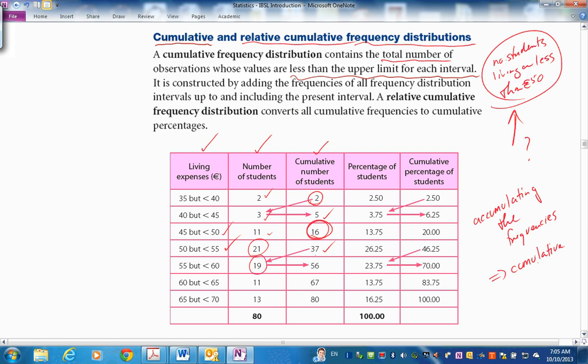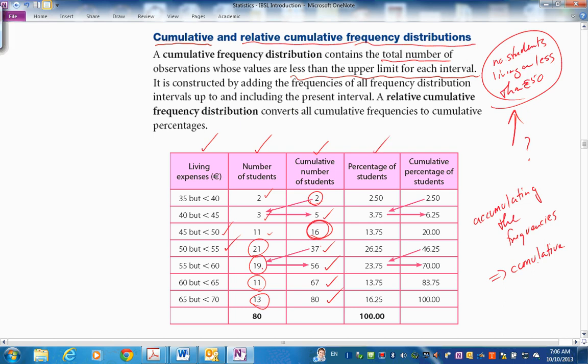Okay, so 16, there's 21 in the next group, so up to the end of that group, there's 37. There's 19 in the next group, there's 37 plus 19, 56 up to the end of that group. 56 plus 11 in the next group, up to the end of that group is 67. 67 plus 13 is 80, because they're all contained up to the end of the last group.